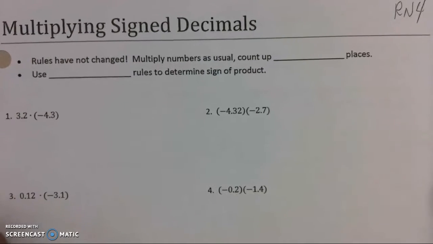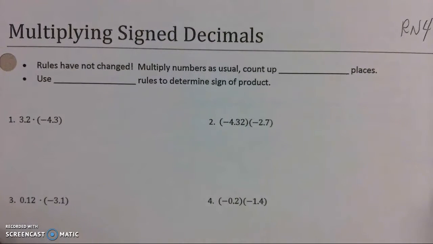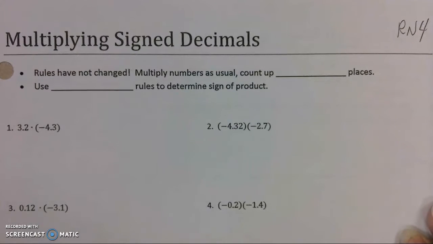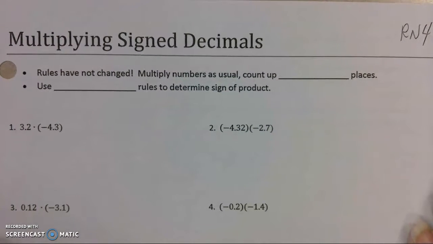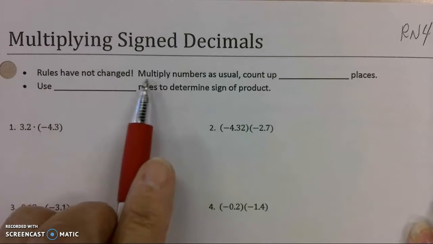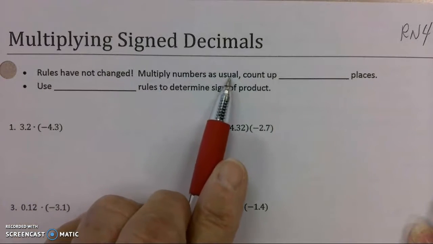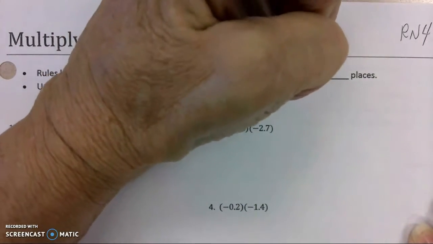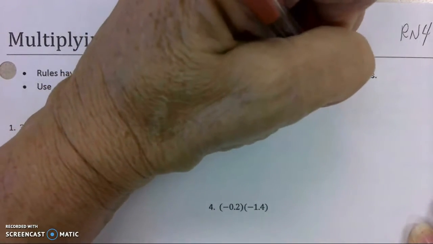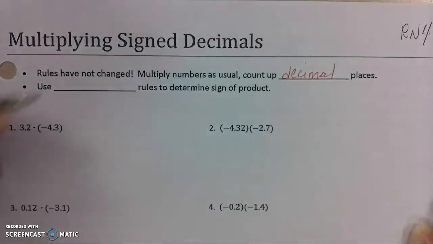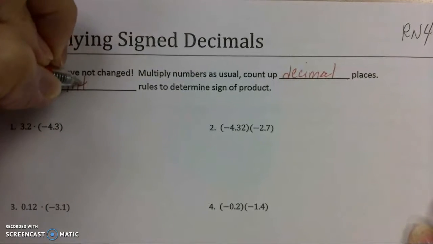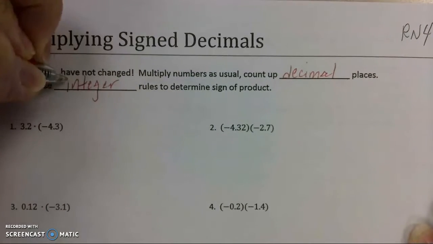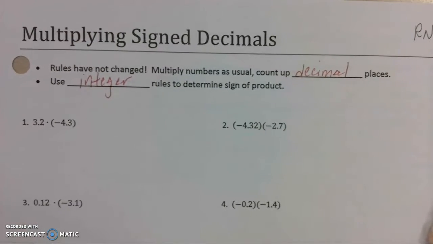Now, as you begin looking at these notes, there are two things you're going to need to remember. First of all, the rules have not changed. I am going to multiply and divide decimals just like I've always multiplied and divided decimals. So when I multiply decimals, I multiply the numbers as usual, and then I count up the decimal places. I'm going to use the integer rules to determine the sign of my product.